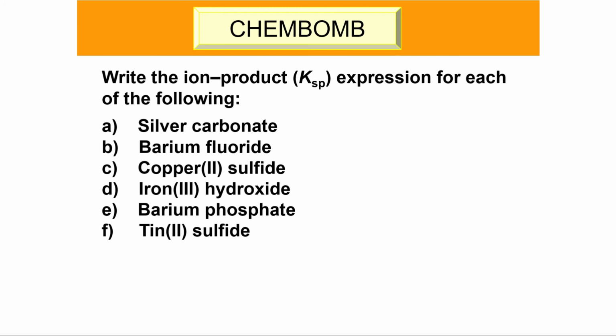So here is time for some practice. You need to write down the Ksp expression for each of the following. There are two steps. First, you must know the chemical formula for each salt, and then you must write down the correct equilibrium equation. Then you can construct the Ksp expression. So let's see how we do this.